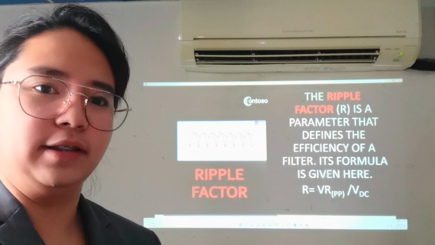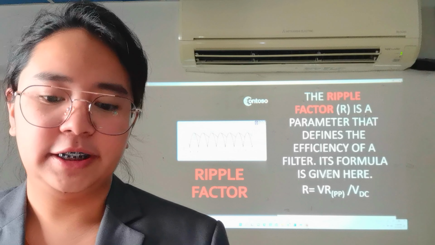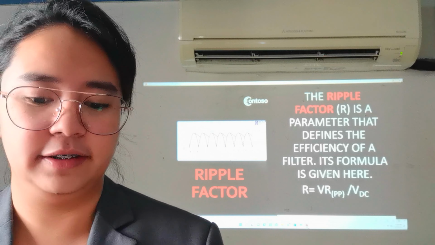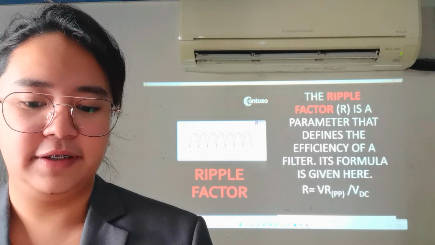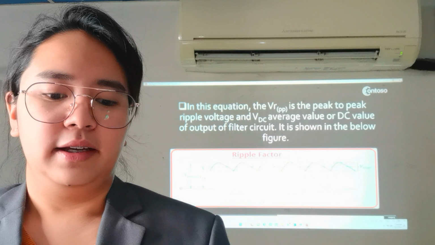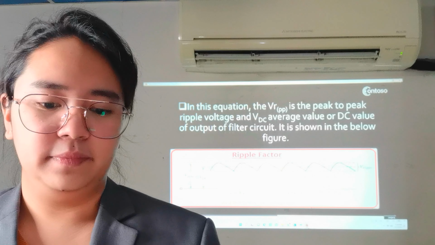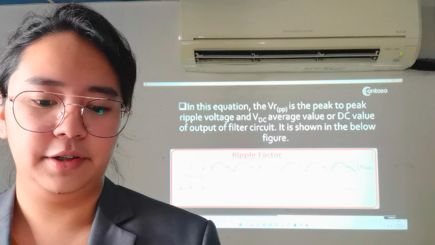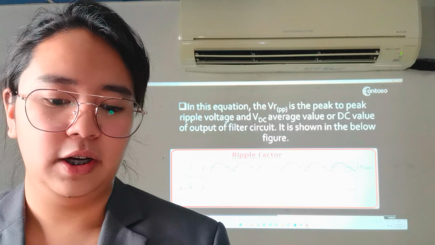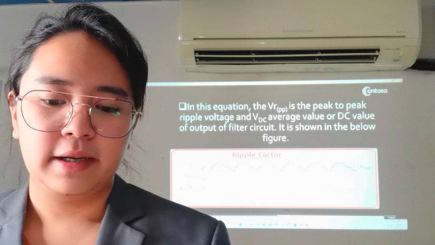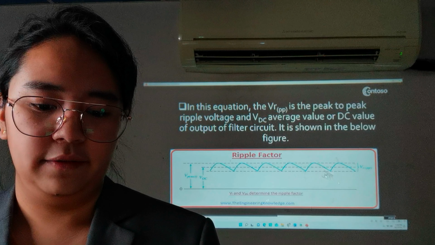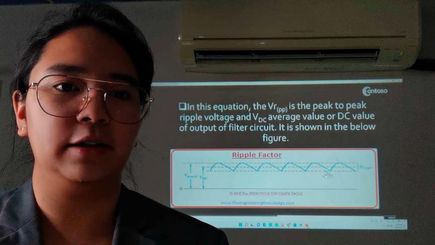Ripple factor. The ripple factor is a parameter that defines the efficiency of the filter. Its formula is given below. In this equation, VRPP is the peak-to-peak ripple voltage and VDC is the average DC value of the output of the filter circuit. It is shown in the below figure. That is the ripple factor. VR and VDC determine the ripple factor.